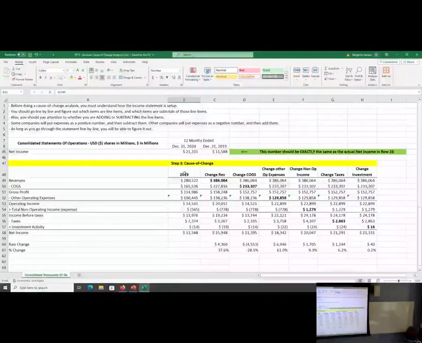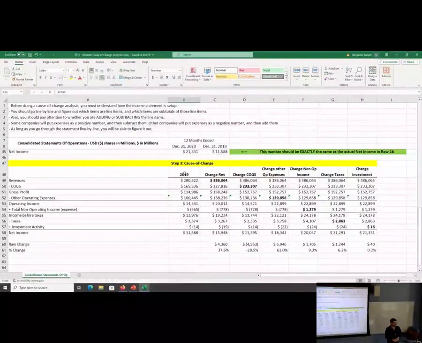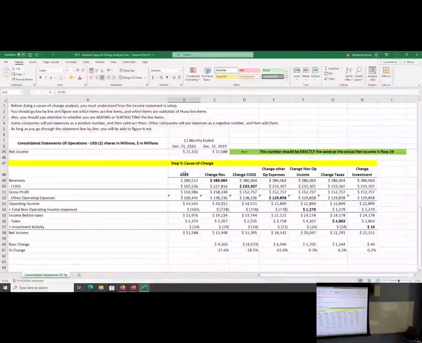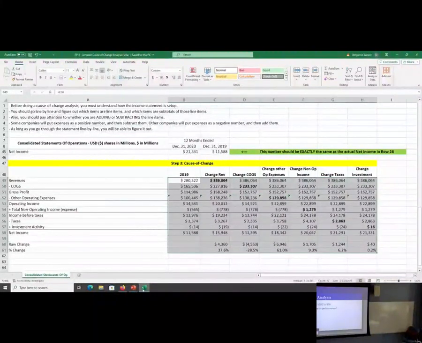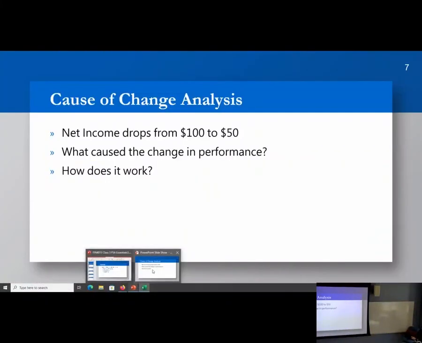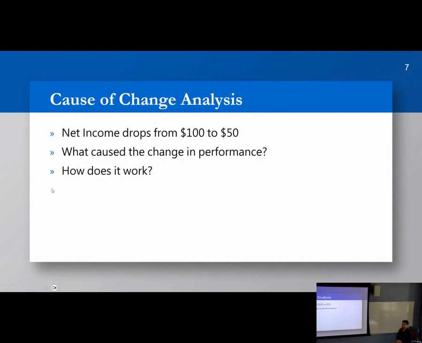All right. So this is going to be the next step for your project. Thursday, we'll go over putting together this table from scratch using Walmart as an example. But I think it's an important topic to start talking about. So cause of change: we're trying to figure out what exactly is leading to the bottom line change. What are the main drivers for that?